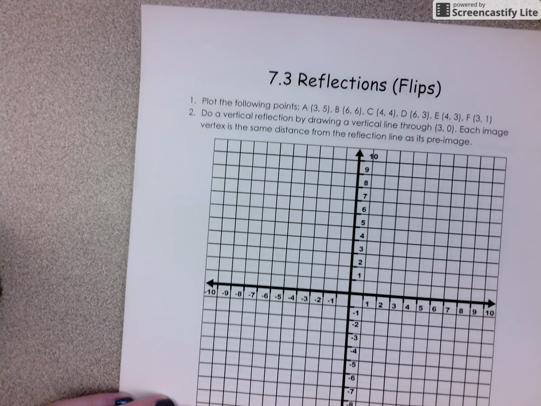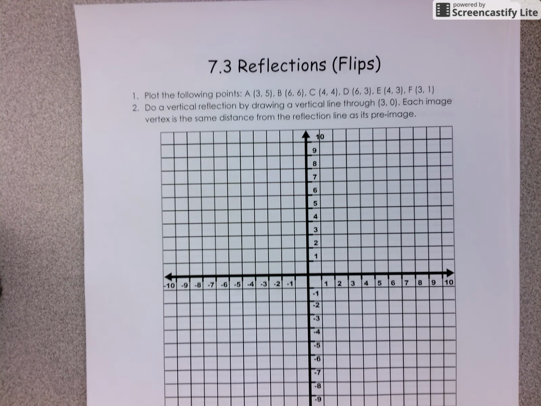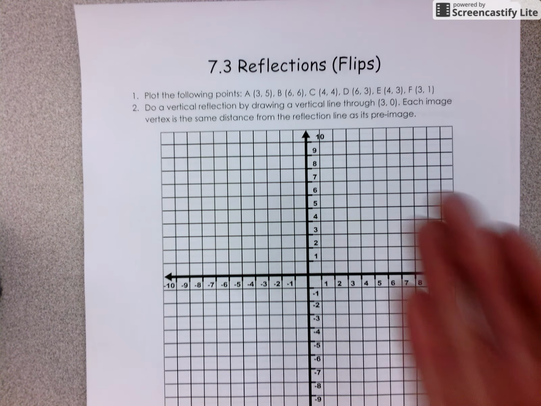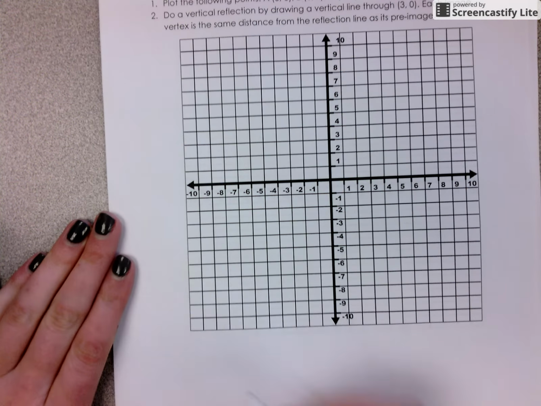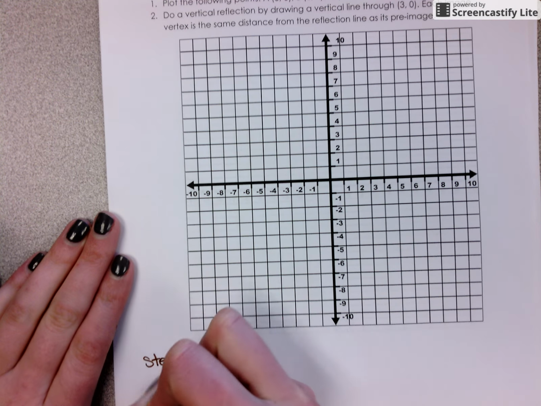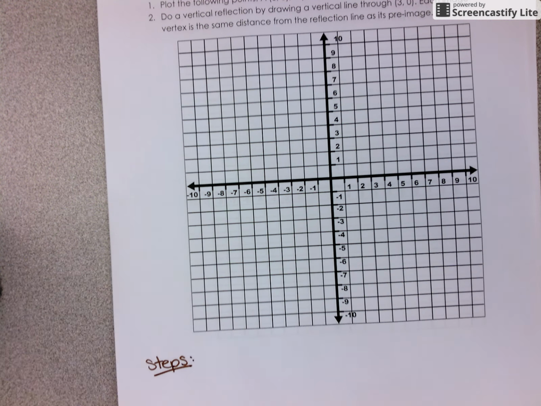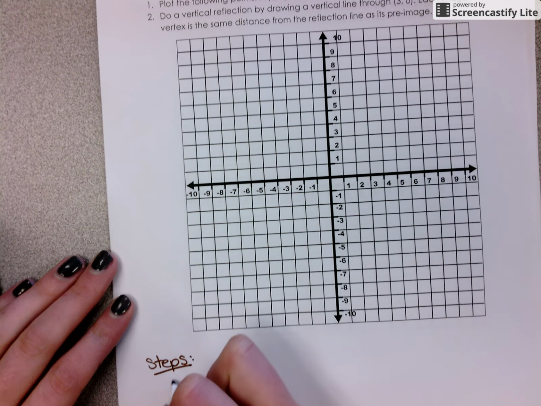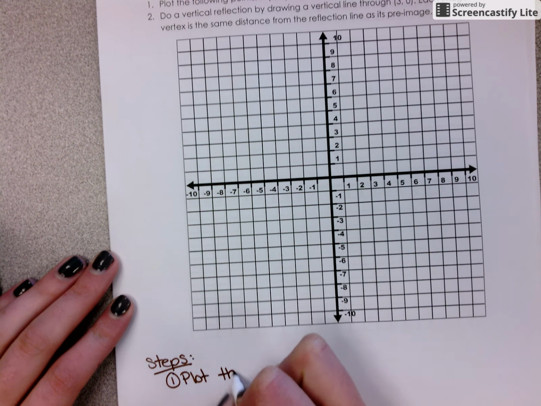All right, so today we are looking at 7.3, which is reflections. They can also be called flips or mirror images sometimes. It's just like having a picture here and you are flipping it over a line of reflection to get a different image. So we're going to start this the same as we would start any of these translations, reflections, rotations, and that would be to plot the image or plot the points.